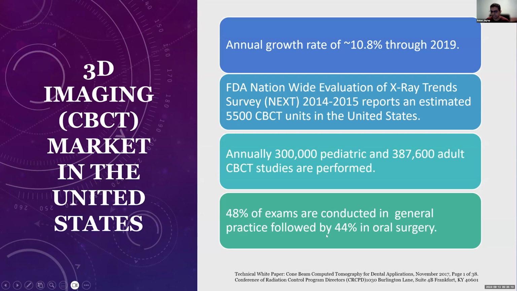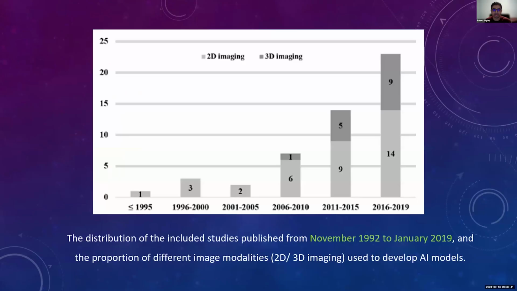It's around 10.8% growth rate through 2019. There was a report from 2014, 2015, that was 10 years ago, that there were around 300,000 pediatric CBCT studies performed and 387,000 CBCTs performed on adults. These numbers are completely changed now because now we are talking about 2024. There are so many CBCT machines available and more practitioners are buying them. So these numbers will come in 2025, and I think it will be a huge growth rate.